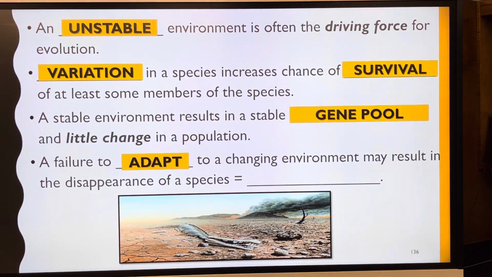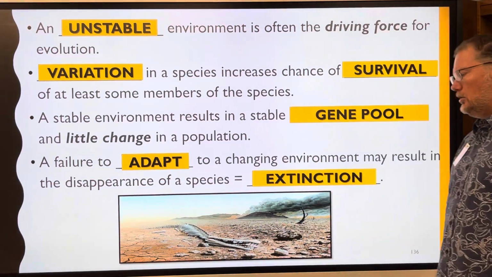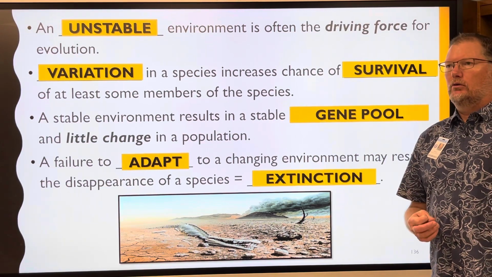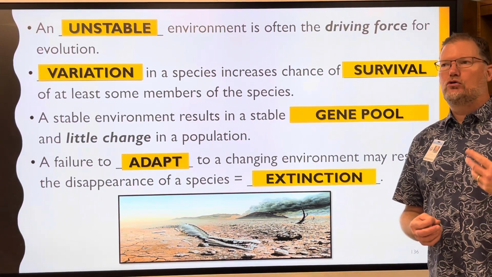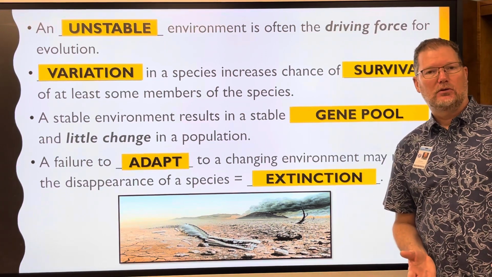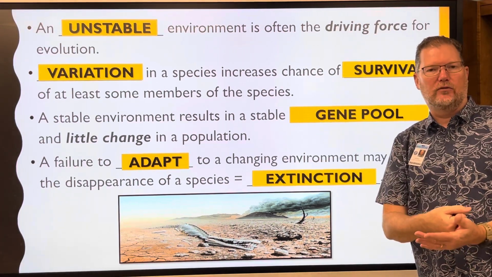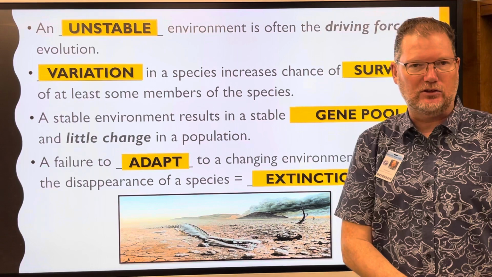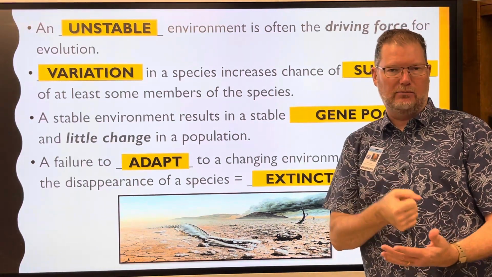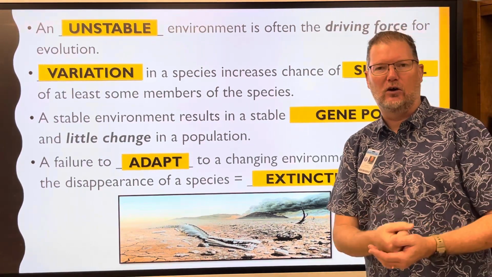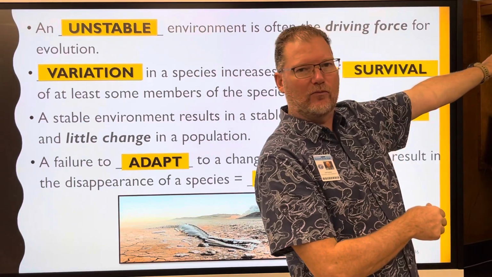A failure to adapt to a changing environment may result in the disappearance of a species, and that is called extinction. I mean, you can just imagine what the planet looked like a month, 2 months, 6 months. All the stuff had fallen down after the impact of the comet or asteroid 65 million years ago that hit the Yucatan Peninsula in eastern Mexico, western Gulf of Mexico, just that way, not too far from Florida, okay?